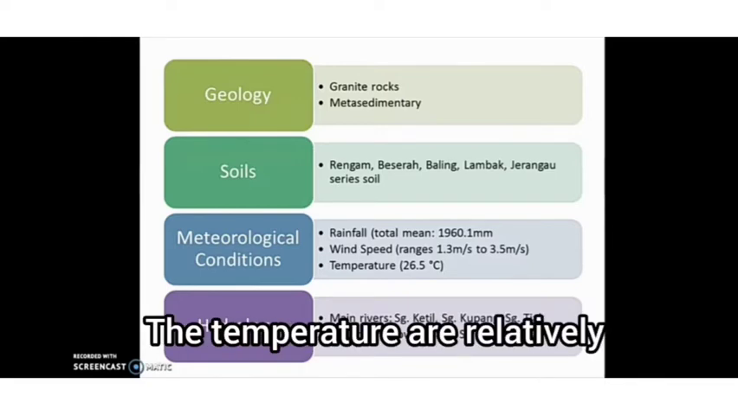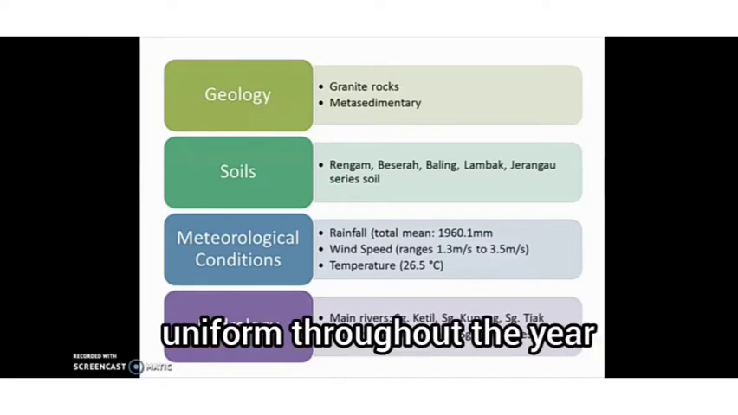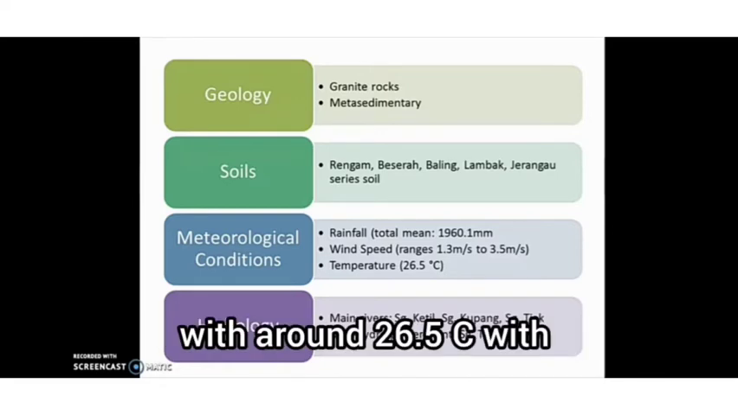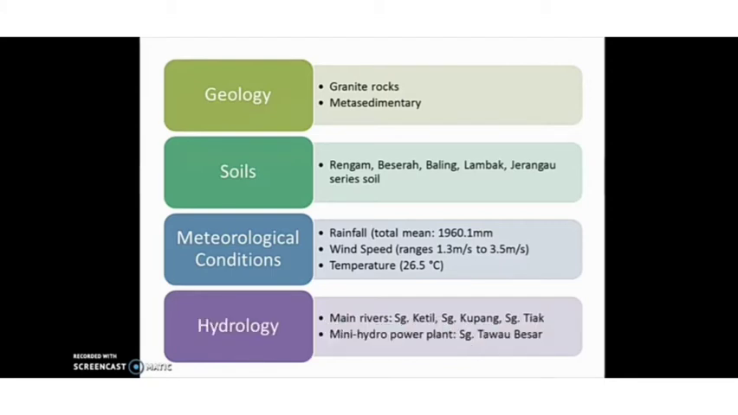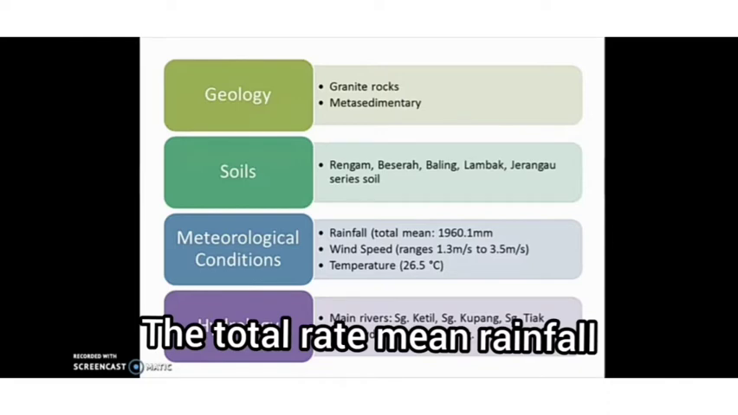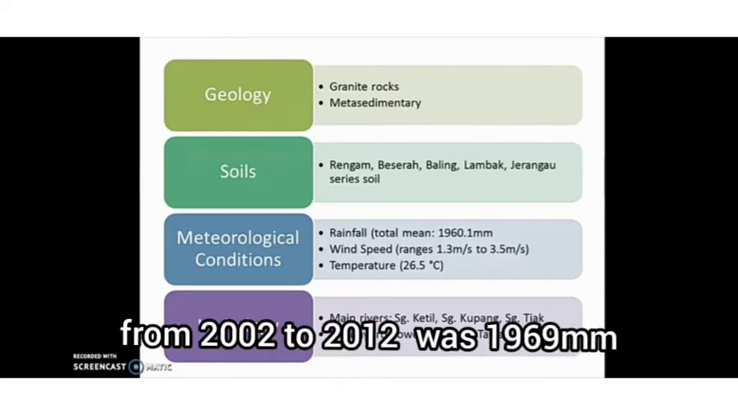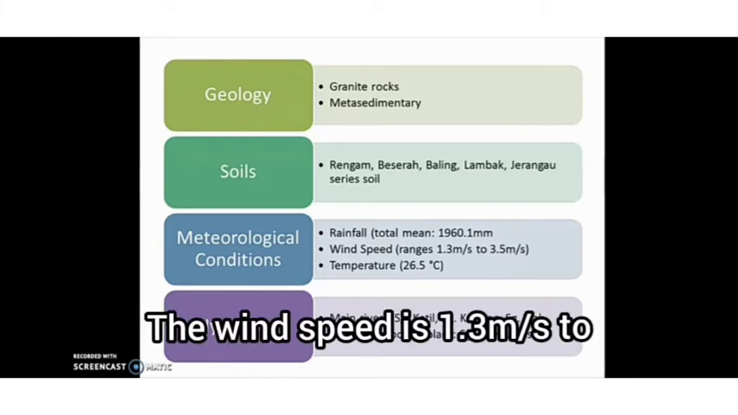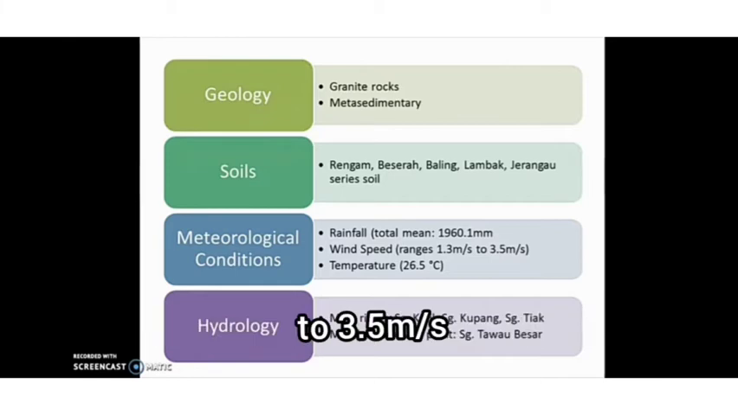The temperatures are relatively uniform throughout the year at around 26.5 Celsius with high humidity. The total mean rainfall from 2003 to 2012 was 1,960 millimeters per year. The wind speed ranges from 1.3 meters per second to 3.5 meters per second.